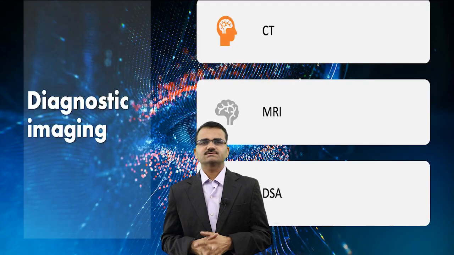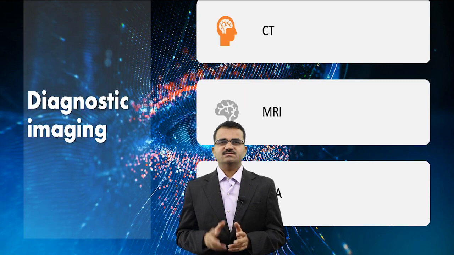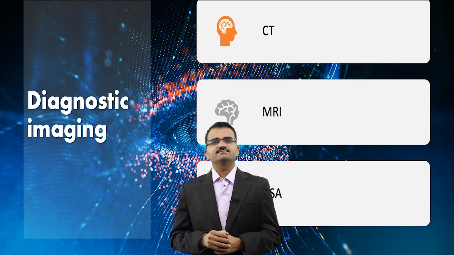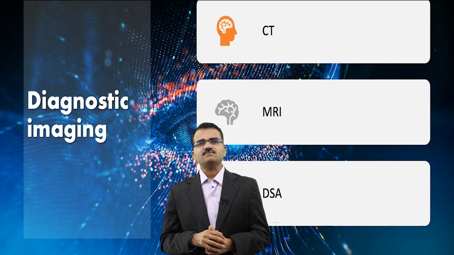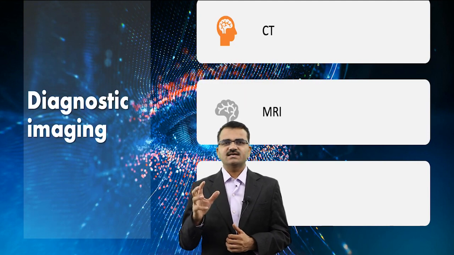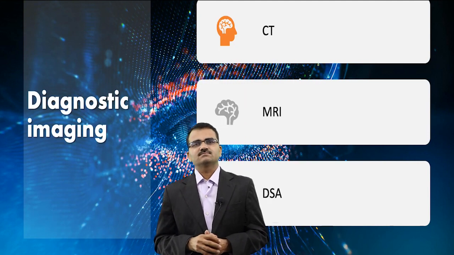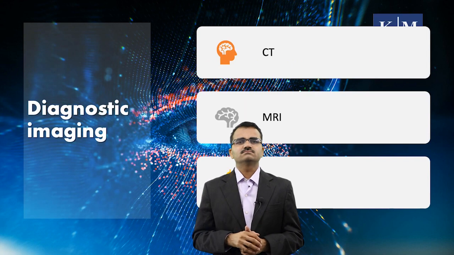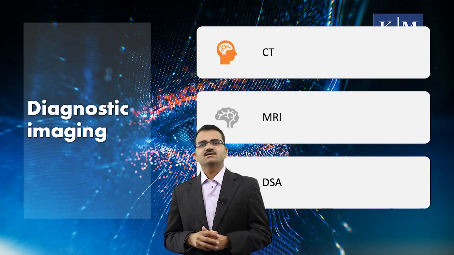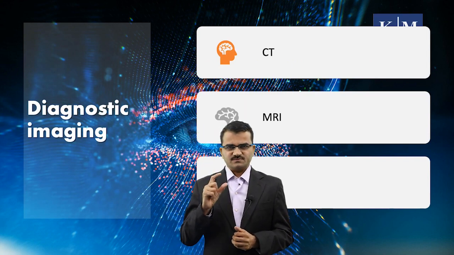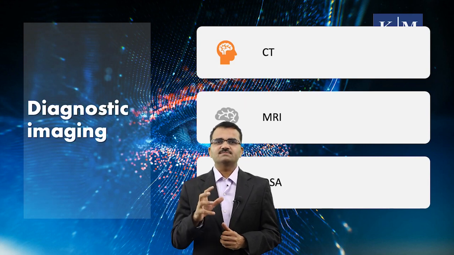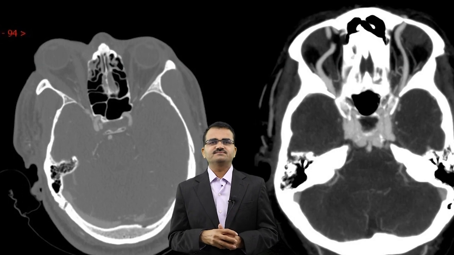Then coming to diagnosis. This carotid-cavernous fistula is diagnosed by contrast enhanced CT scan brain and MRI brain, in which enlarged superior ophthalmic vein and enhanced cavernous sinus can be seen easily.